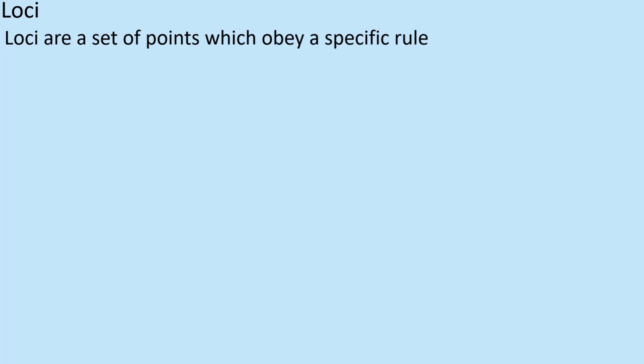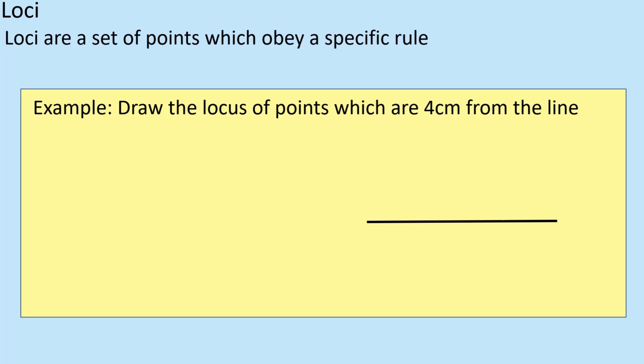Hi there everybody, today we're going to look at loci, or locus of points. Essentially, a locus is a set of points which obey a specific rule. So if I ask you to draw the locus of points which are 4 centimetres from the line, what I'm after is essentially where can I stand, or where can someone or something be, which is exactly 4 centimetres from the line. It could be in a variety of different positions, but the locus of points is a way of illustrating where that can potentially be.